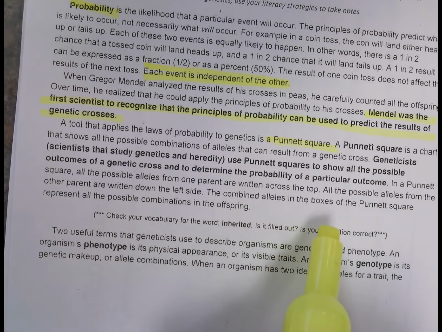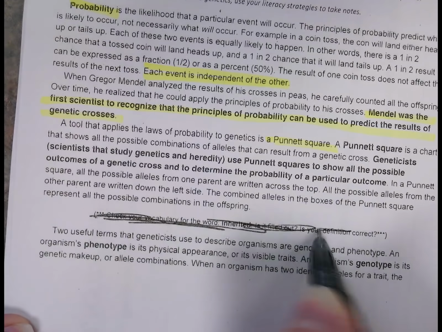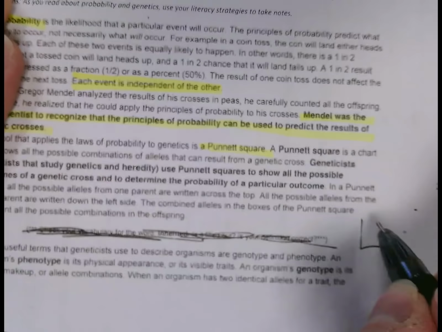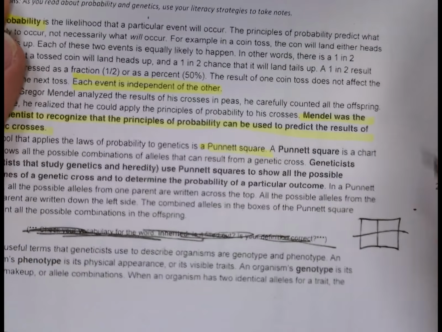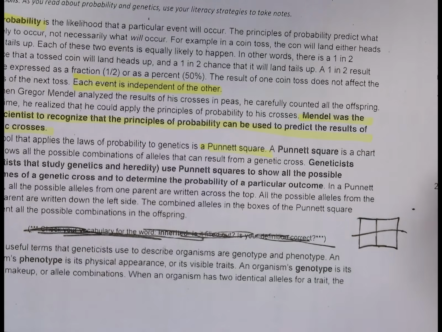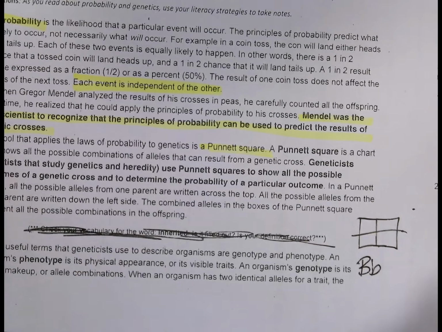The combined alleles in a box of the Punnett square represent all the possible combinations of offspring. In a Punnett square, it's a little box. Mom's alleles or dad's, it doesn't matter whose goes where, and you always use the same letter. B and B are pretty easy because you can tell the difference between a capital and a lowercase.